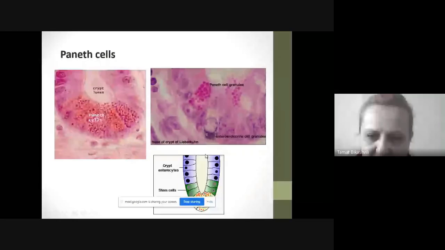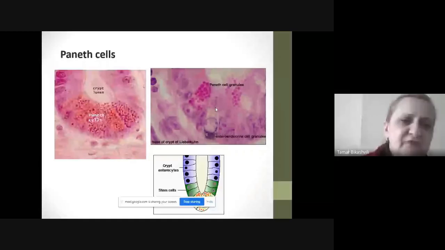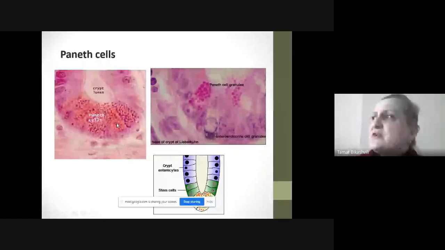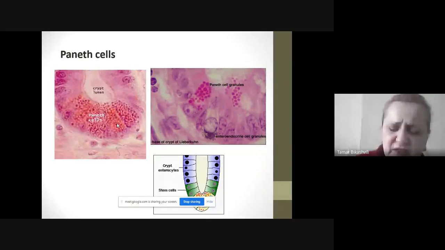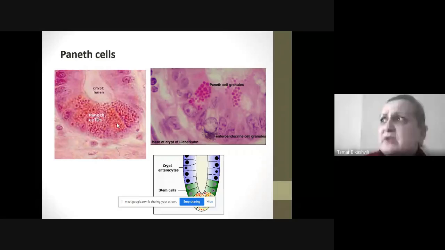These cells, the Paneth cells, contain very acidophilic large granules. And what is the function of these cells? These cells are involved in innate immunity, because they secrete different proteins, and these proteins can break down bacteria and microorganisms. Paneth cells are involved in innate immunity.